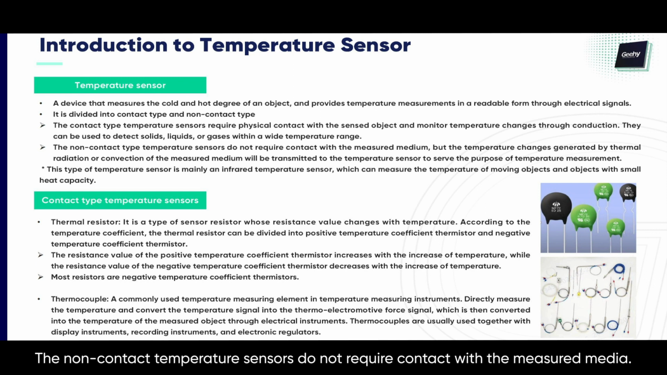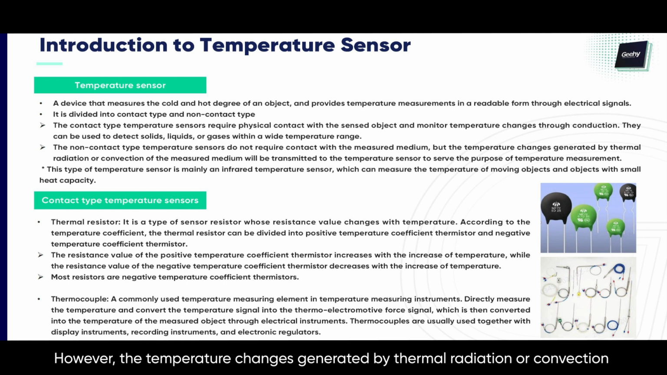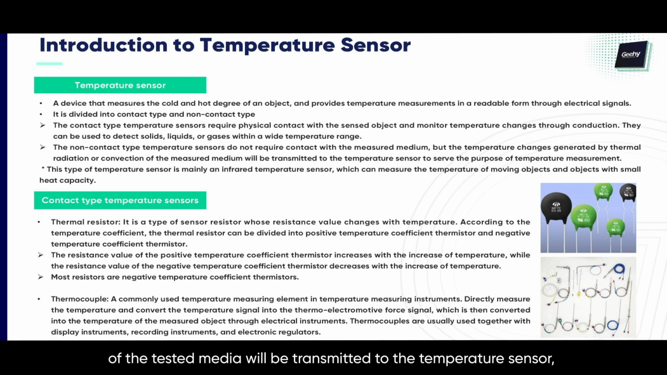The non-contact temperature sensors do not require contact with the measured media. However, the temperature changes generated by thermal radiation or convection of the tested media will be transmitted to the temperature sensor, and can be calculated according to the calculation formula. This type of sensor is mainly an infrared temperature sensor. Its main feature is that it can measure the temperature of moving objects and objects with small heat capacity.